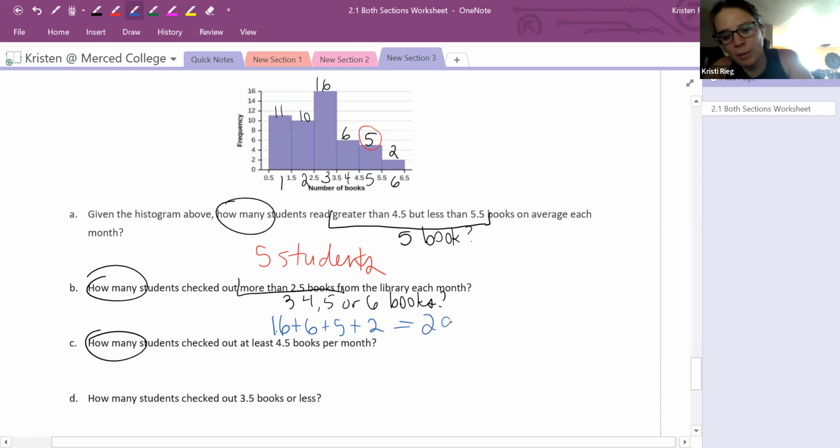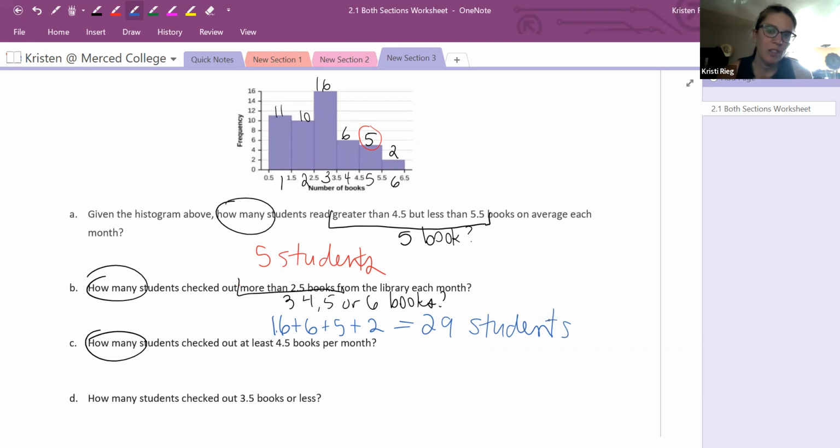I'm trying to label these. You won't have to label them on the homework because they'll already be labeled, but I'm labeling them because, like the last question, it was 5 books. How many had 5 books? The answer is 5 students. So I didn't want to get mixed up because it all had the number 5 in it.